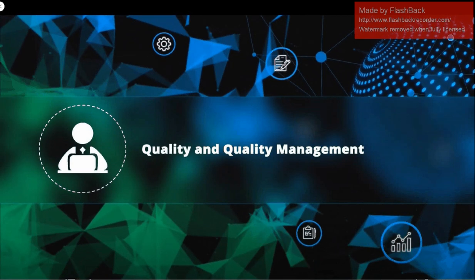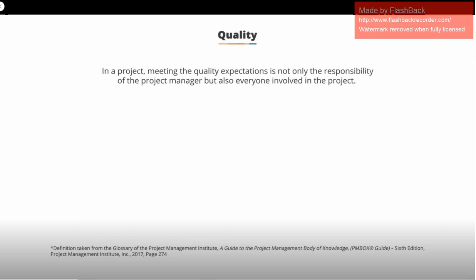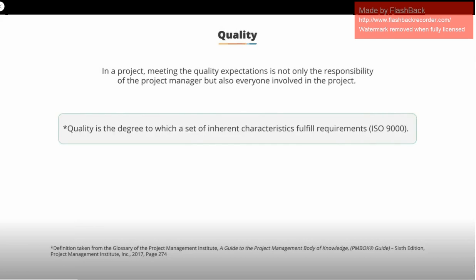Quality and quality management. The project manager is responsible for quality in a project. However, it's also the responsibility of each and everyone in the project to ensure that whatever they do, it meets project quality expectations. Quality is defined as the degree to which a set of inherent characteristics fulfills requirements.